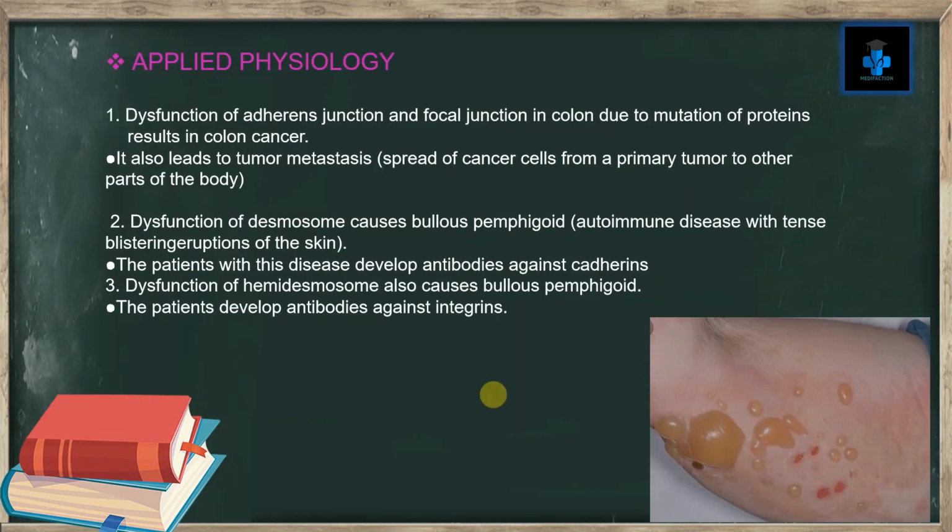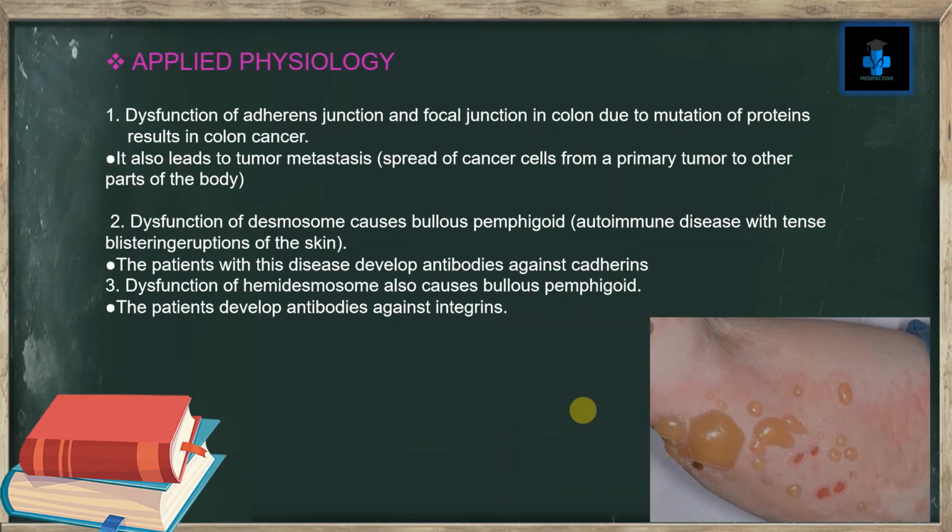Now let's learn about some important applied physiology. Number 1. Dysfunction of adherence junction and focal junction in colon due to mutation of proteins results in colon cancer. It also leads to tumor metastasis, which means spread of cancer cells from a primary tumor to other parts of the body.